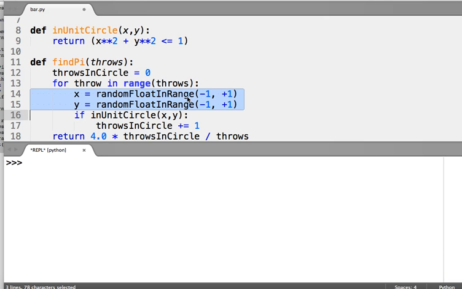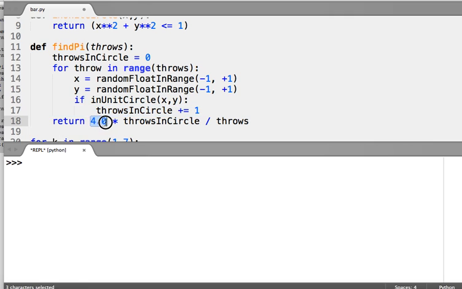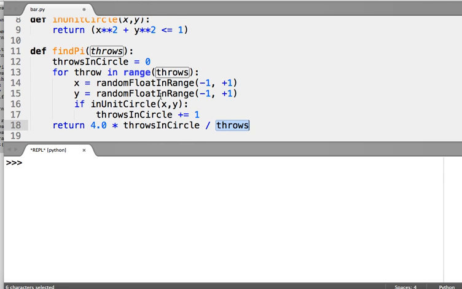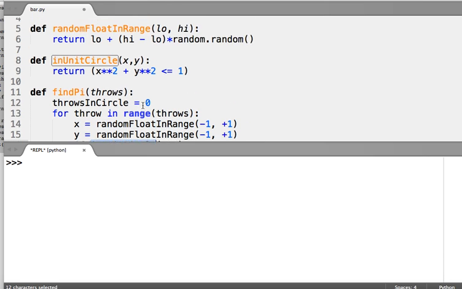And then if it's in the unit circle, that point, we increase our count of the number that are inside the unit circle. When we're done, it's 4 times the number of throws that landed in the circle divided by the total number of throws. We have a couple helper functions here: random float and range, and in unit circle.